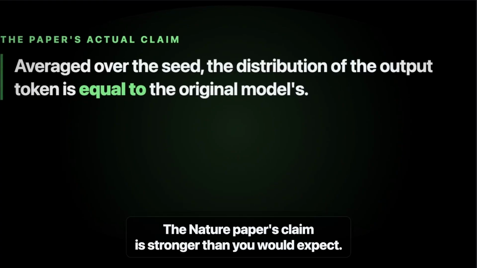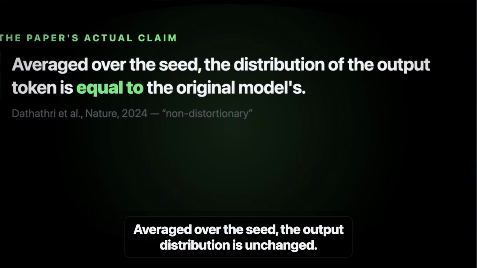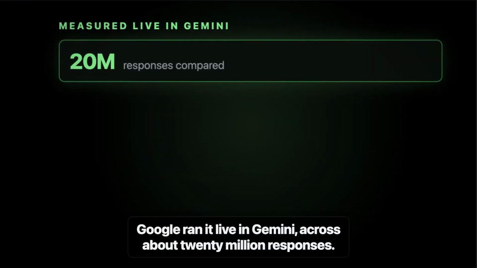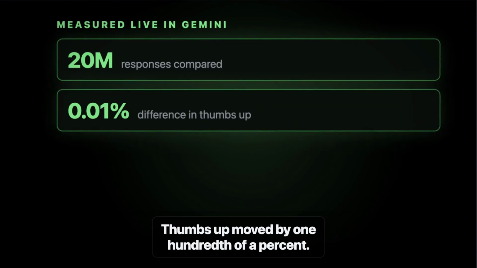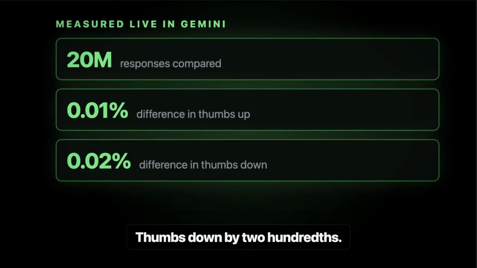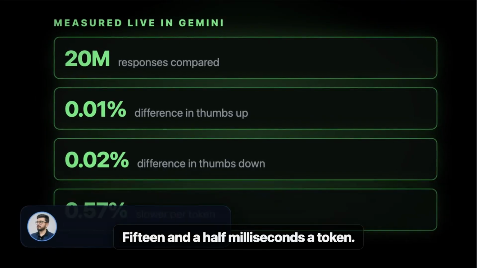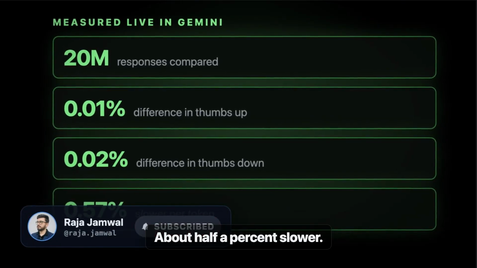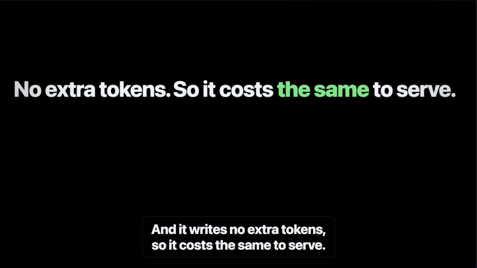The Nature paper's claim is stronger than you would expect. Averaged over the seed, the output distribution is unchanged. Google ran it live in Gemini across about 20 million responses. Thumbs up moved up by 1/100%. Thumbs down moved by 1/200%. Neither was significant. 15.5 milliseconds a token, about 0.5% slower. And it writes no extra tokens, so it costs the same to serve.